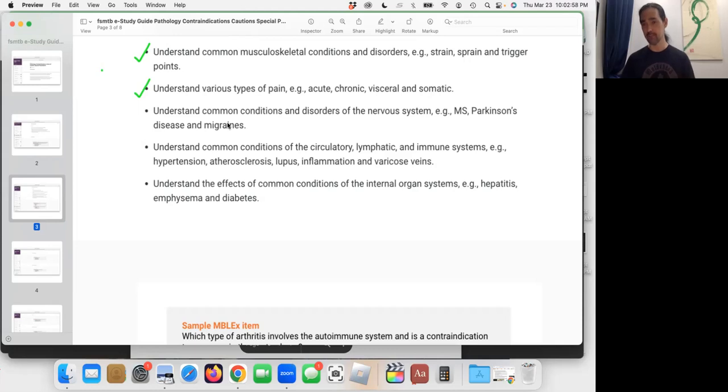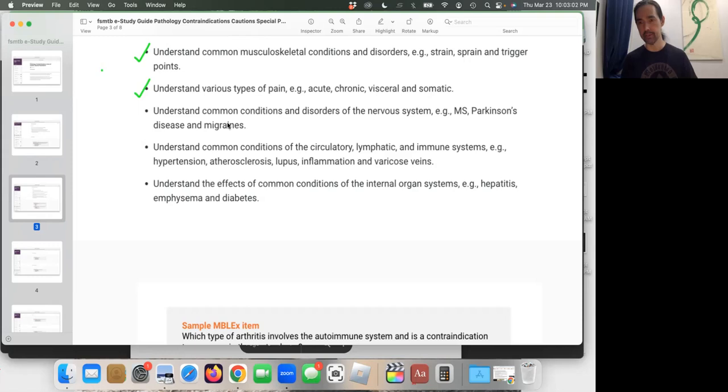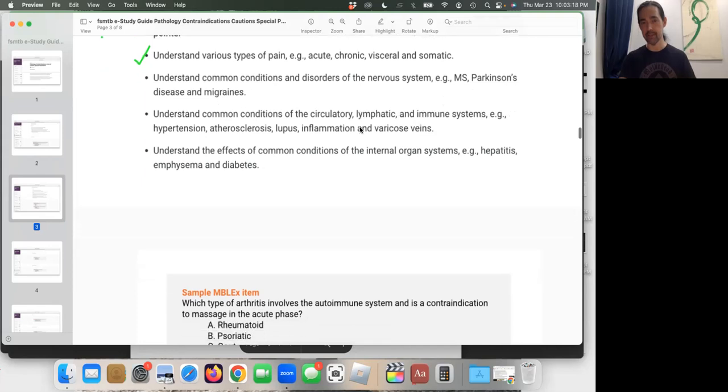What causes it? What are the symptoms? What does it look like? And how is it treated? Same for Parkinson's and same for migraines, right? And these are just 3 examples of the nervous system. So you could even type in common disorders of the nervous system, and just a list will populate. Read about that list.